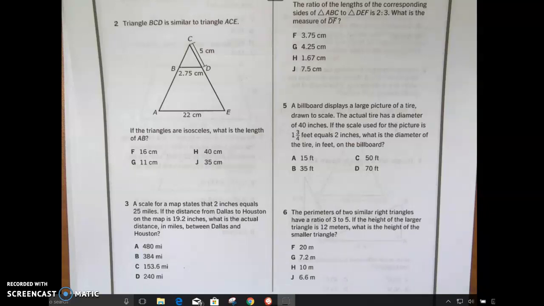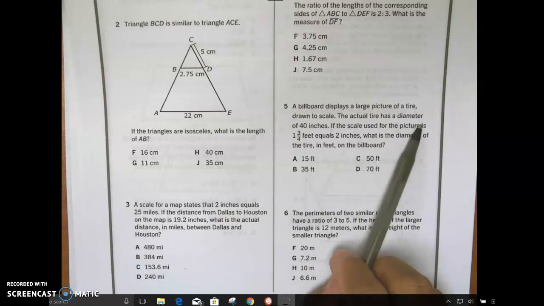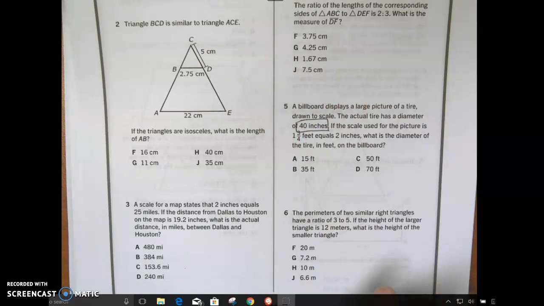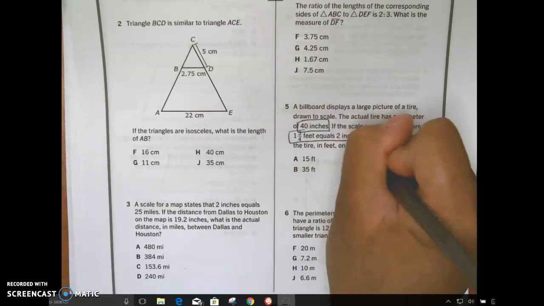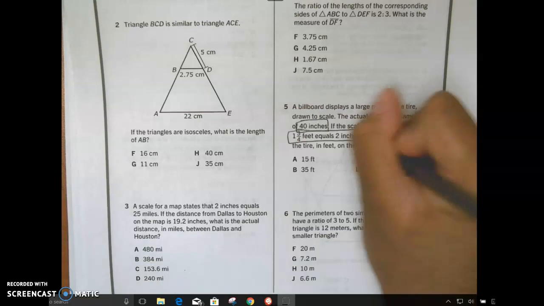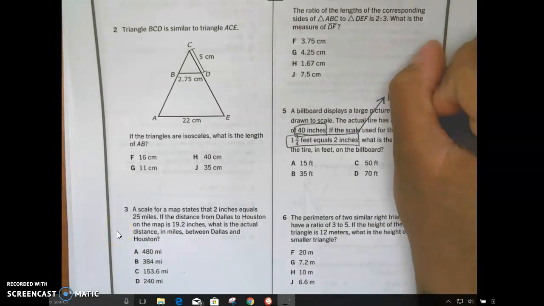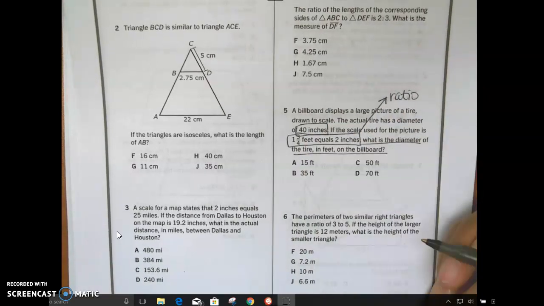Okay, a billboard displays a large picture of a tire drawn to scale. The actual tire has a diameter of 40 inches. If the scale used for the picture is 1 3/4 feet equals 2 inches, what's that? A ratio, good. Then what is the diameter of the tire in feet on the billboard?